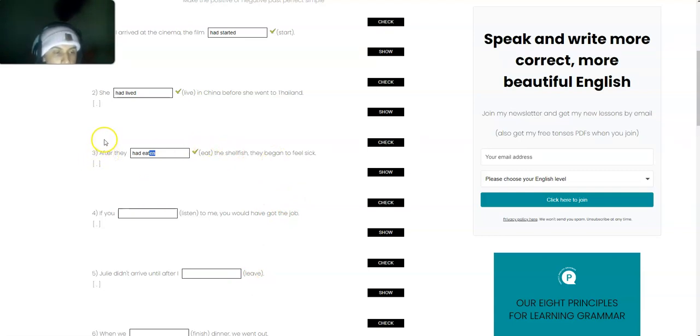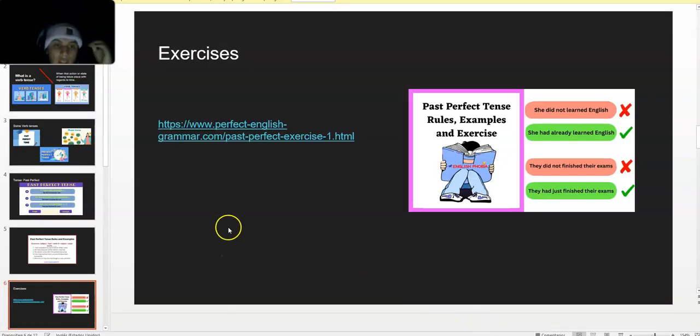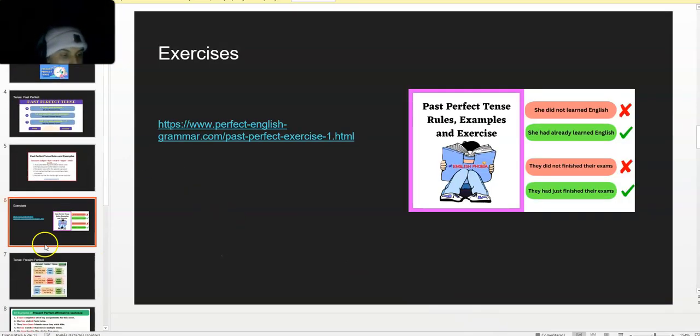For example, the third says: after they had eaten the shellfish, they began to feel sick. Well, let's continue with the presentation.